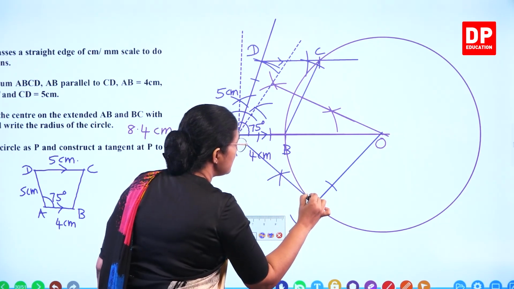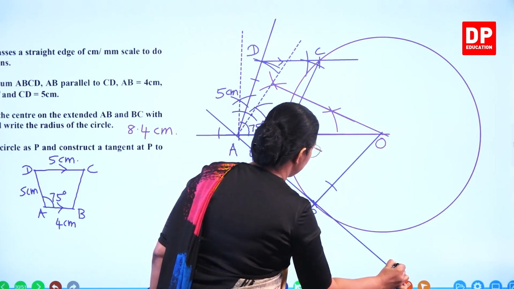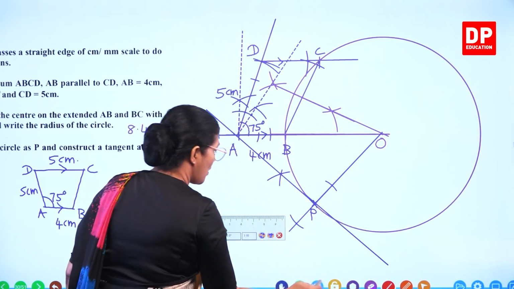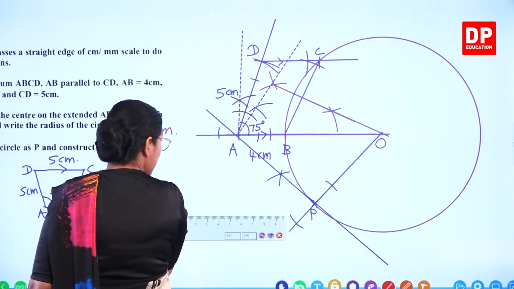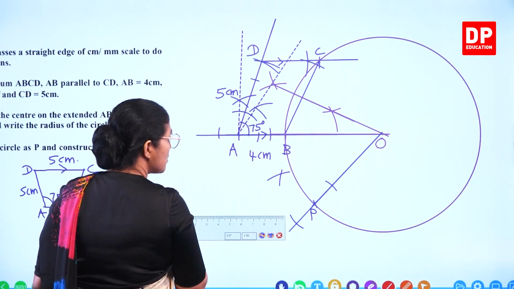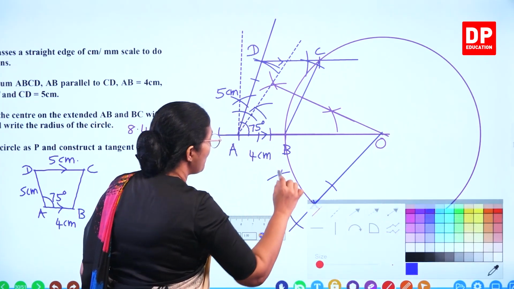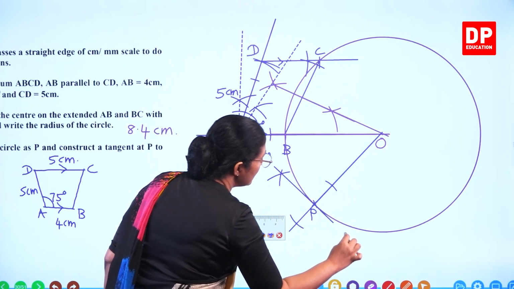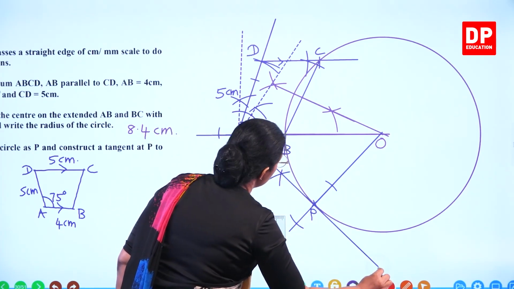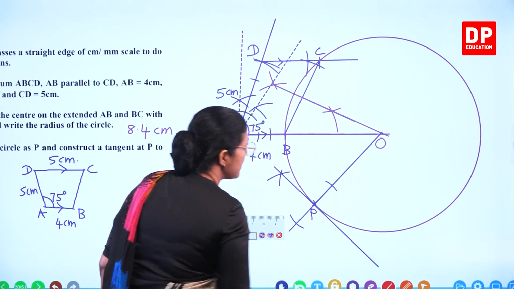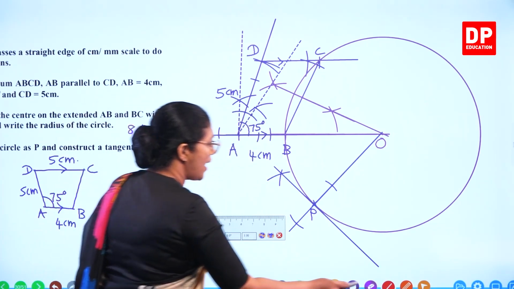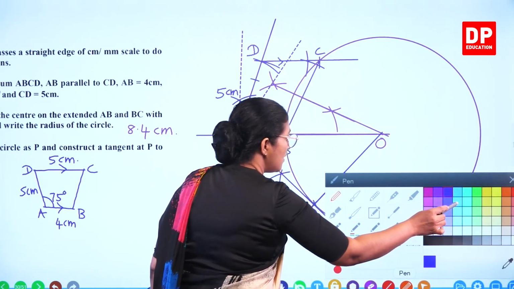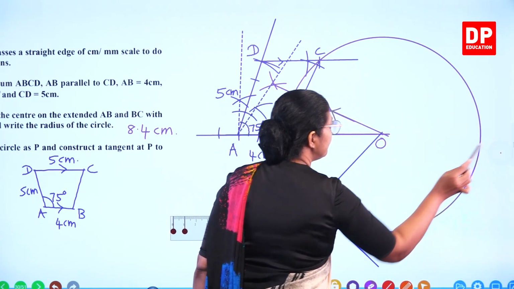Now you can extend this line with the ruler. So when you are connecting, connect it properly. So my line is not okay. So let's do it properly. So here to here. And I can extend here like this. So that's the tangent line drawn to the circle at P.